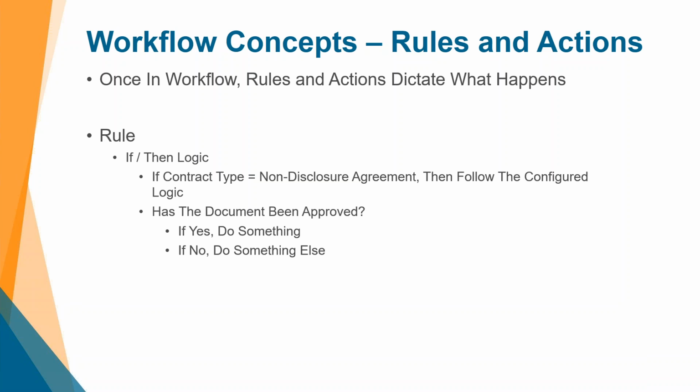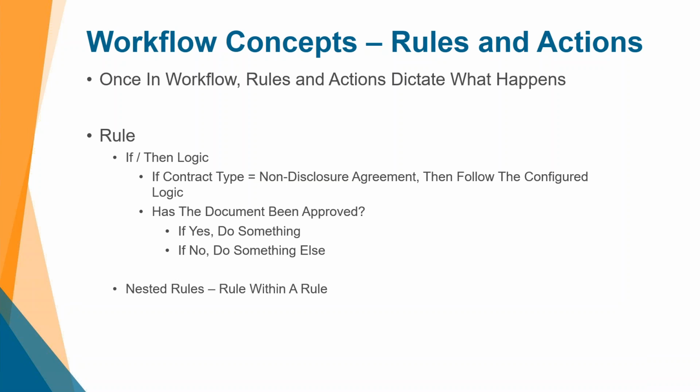Or something different. Has this document been approved by somebody throughout the process? If so, we're going to do something. If not, we're going to do something else. And again, that's where we get into the minutia of specifically what do you need as an organization to have the workflow do when we have that document being approved. And that's difficult for me to demonstrate without really understanding your scenario.